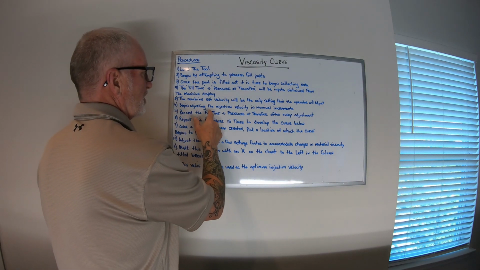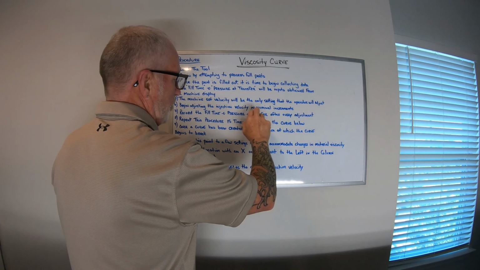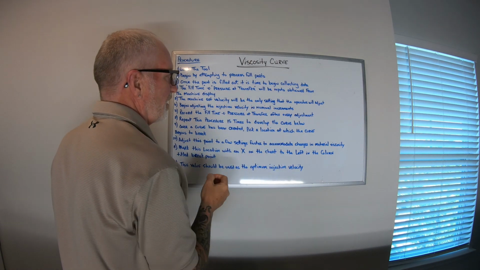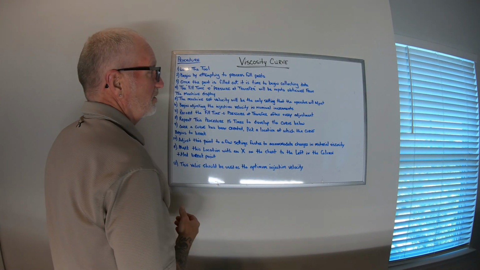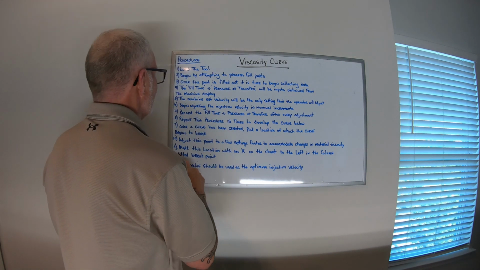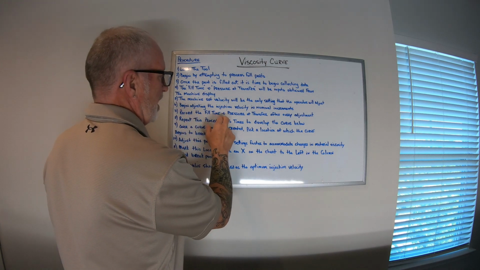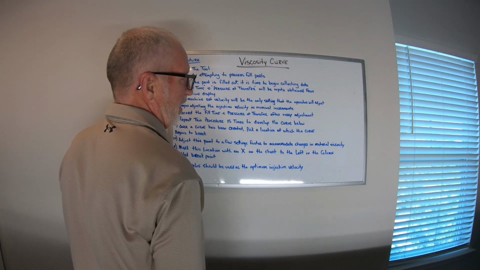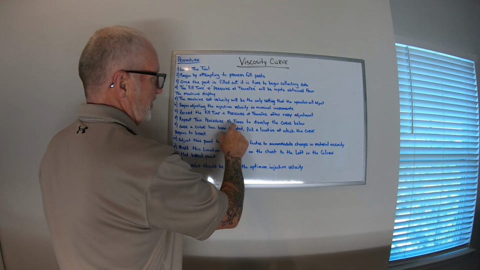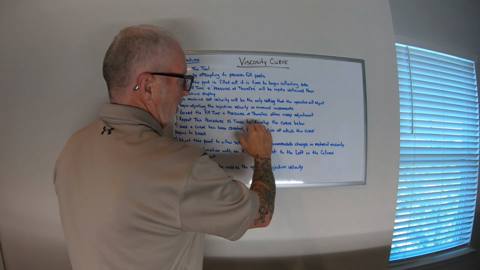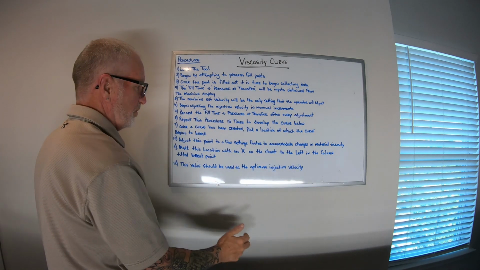6, begin adjusting the injection velocity in nominal increments. Okay? And then number 7, you're going to record the fill time and the pressure at transfer, every adjustment that you make. Repeat this procedure 15 times to develop the curve, okay? I do have them over here. I will show you guys.